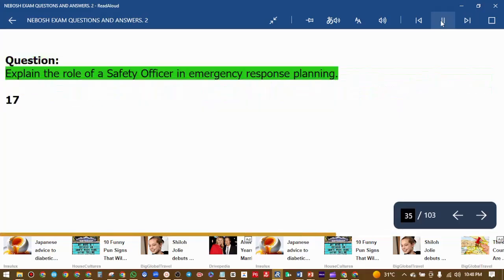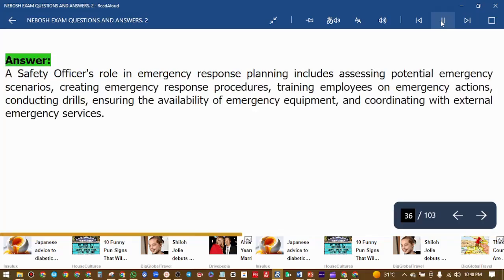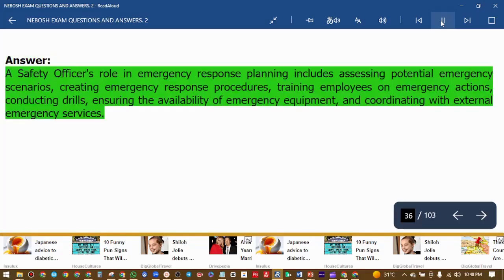Question 17. Explain the role of a safety officer in emergency response planning. Answer. A safety officer's role in emergency response planning includes assessing potential emergency scenarios, creating emergency response procedures, training employees on emergency actions, conducting drills, ensuring the availability of emergency equipment, and coordinating with external emergency services.